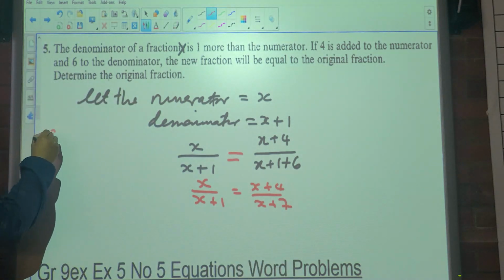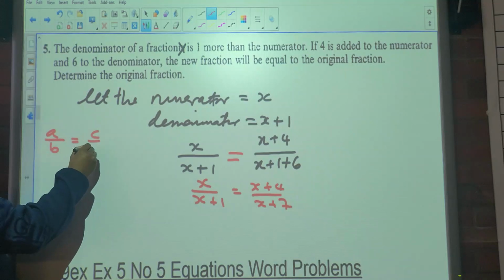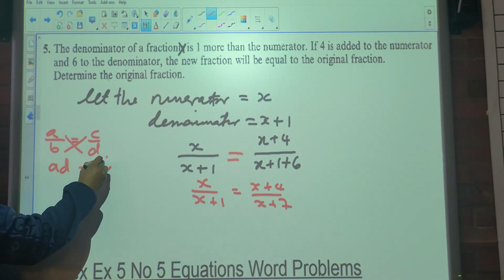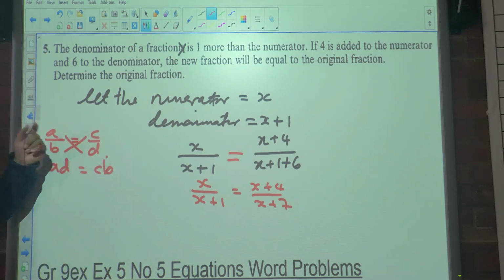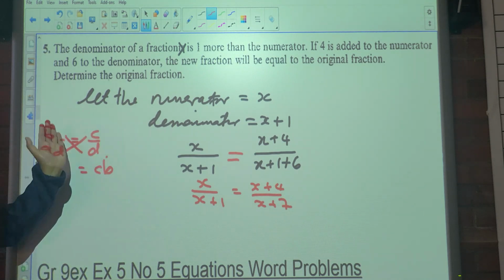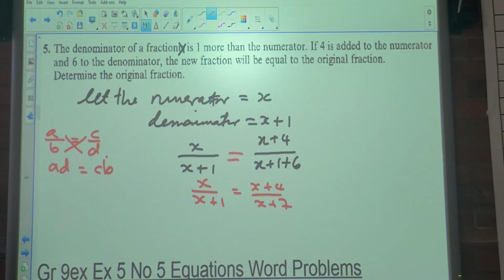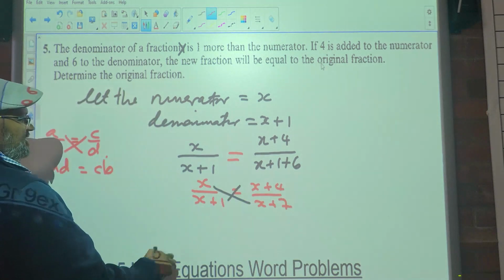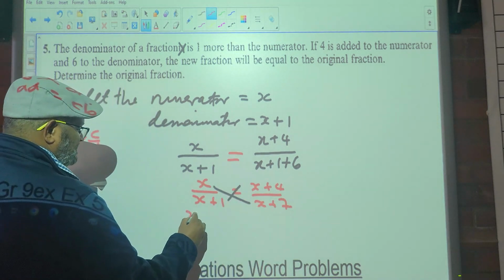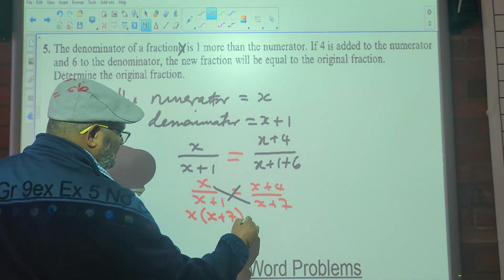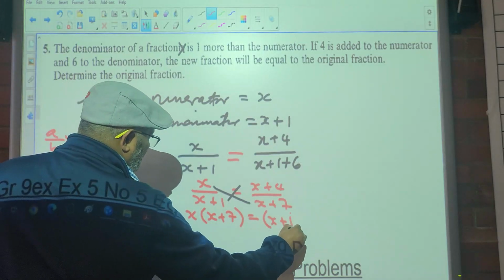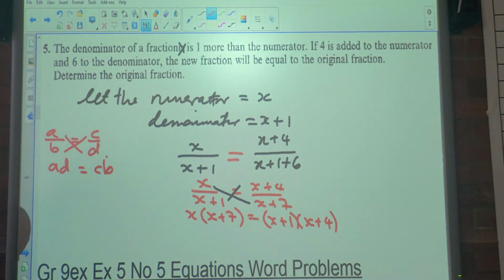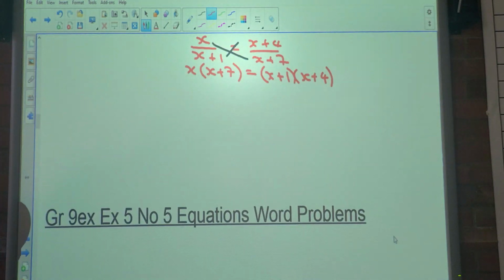But remember, when we have a over b is equal to c over d, what can be concluded from here? AD is equal to CB. We can cross multiply. We have one fraction on either side of the equal sign. Can you see that, people? So what I do is I cross multiply. So x times x plus 7, is equal to x plus 1 into x plus 4. So now it's just a matter of solving for x.